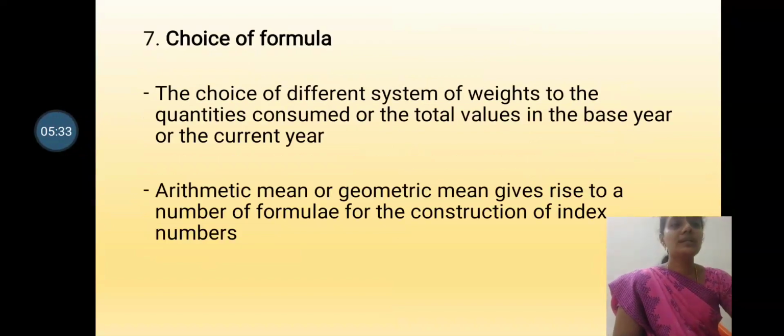Then next one is choice of formula. The choice of different systems of weights with respect to the quantities consumed or the total values in the base year or the current year, or sometimes their arithmetic or the geometric means, gives rise to a number of formulae for the construction of index numbers.